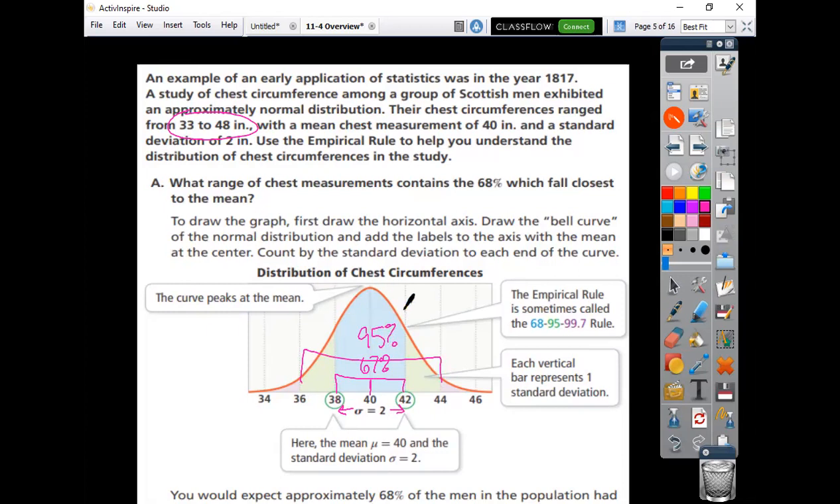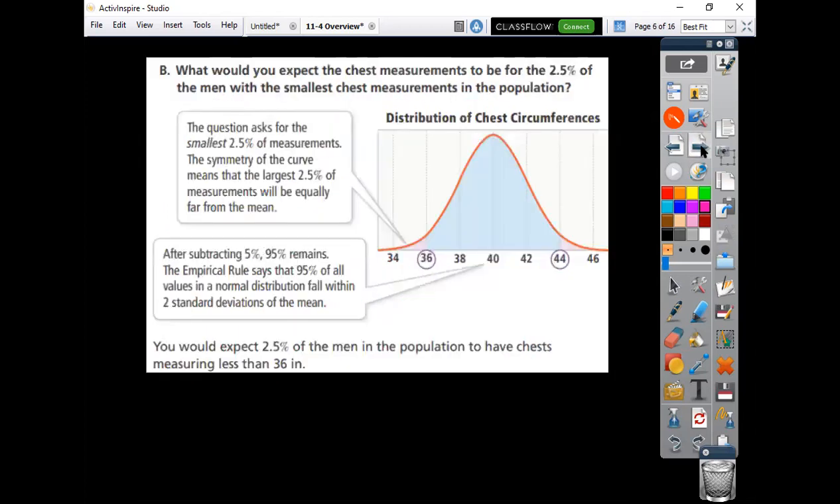You draw your bell curve, put your mean, 40, in the middle, get about 2/3 of the data between here, and label your 38 and 42, 2 up and 2 below as you go. All right. So what would you expect for chest measurements to be for the 2.5% smallest?